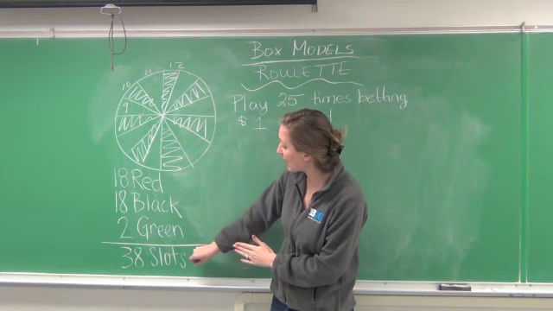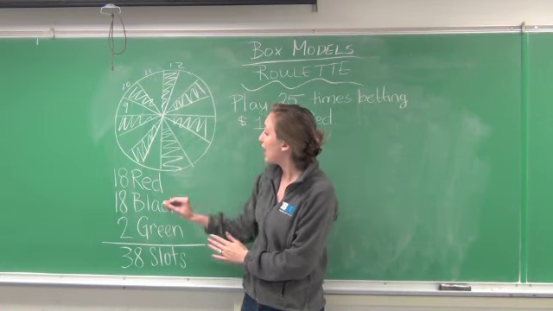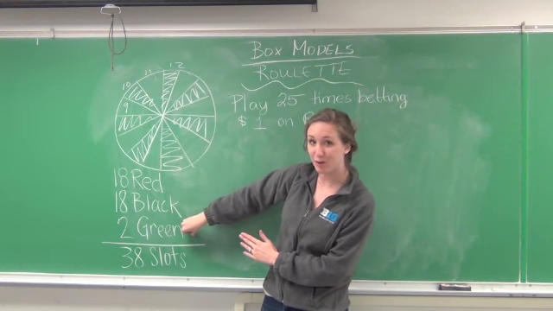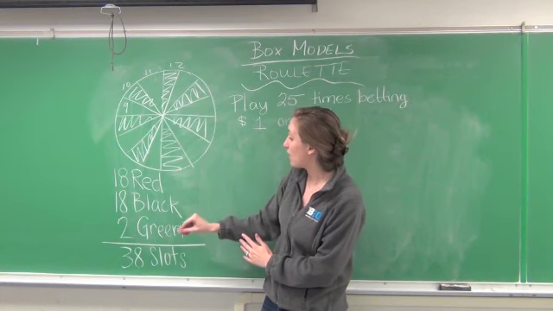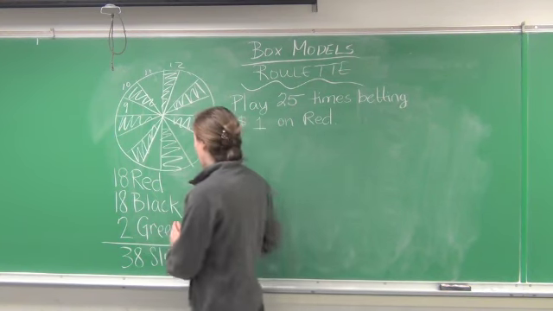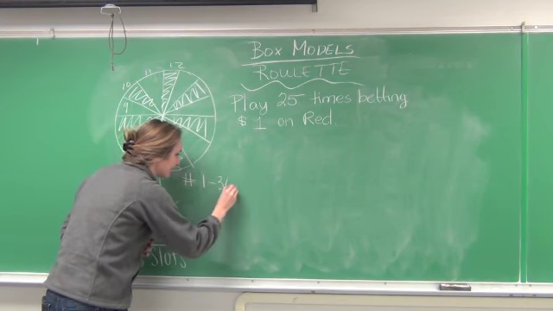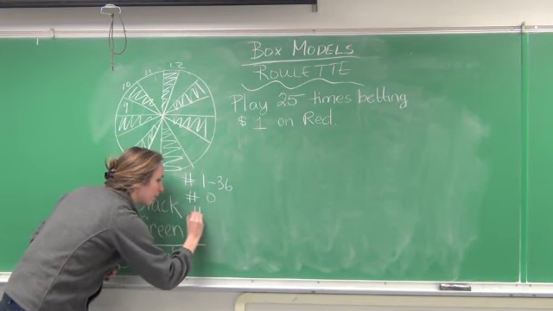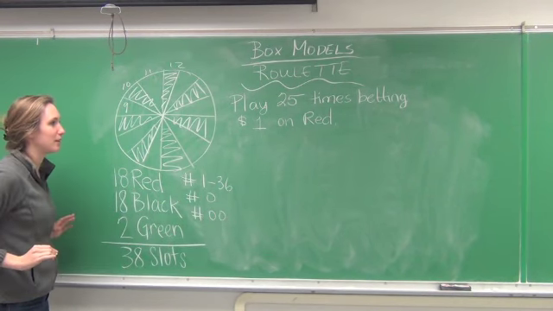So, the most important points to know about your roulette wheel that you probably didn't know before this problem is that a roulette wheel has 38 possible slots for your ball to land on. 18 of them are red, 18 of them are black, and 2 of the very high stakes slots are green. And they are numbered, I should write this down, 1 through 36, and then there is a number 0, and there is a number 00. Those are the 2 green ones, just for future reference.